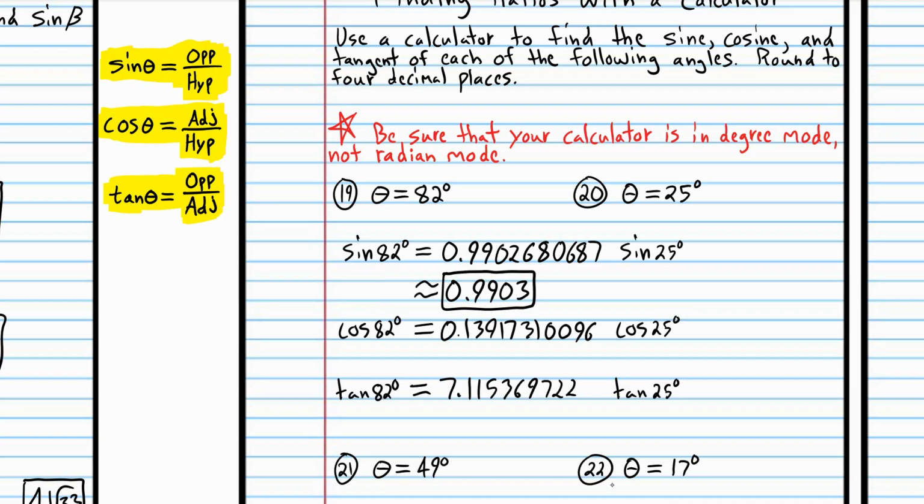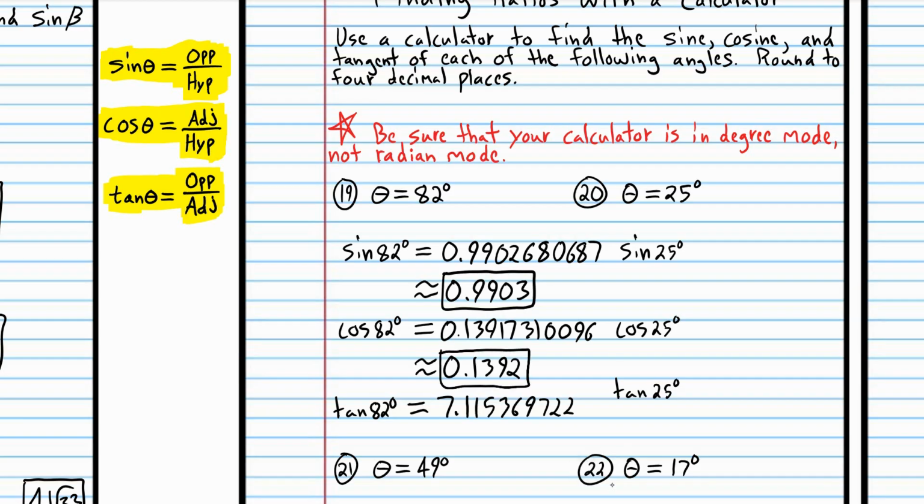So now we're going to round off our cosine number. We want, again, 4 decimal places. So 1, 2, 3, 4. That 1 is the 4th decimal place, and we look to the number next to 1, which is 7. That tells us to round up. So we get 0.1392. The 1 goes up to a 2. And that's our final answer for cosine 82.